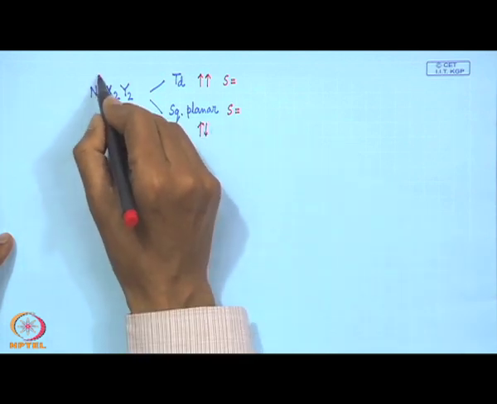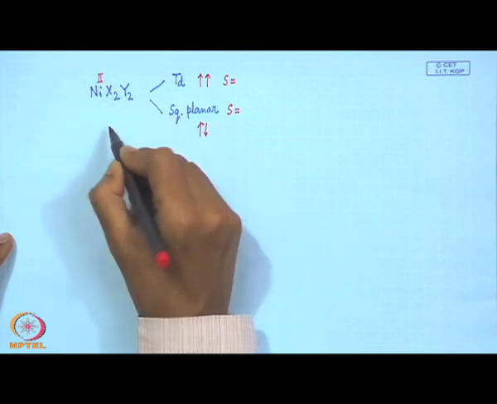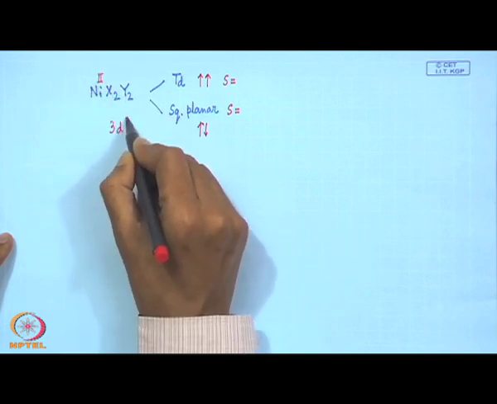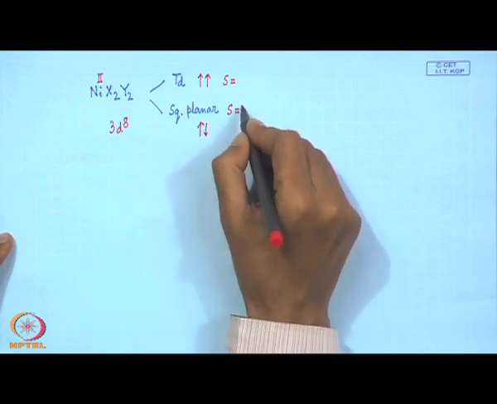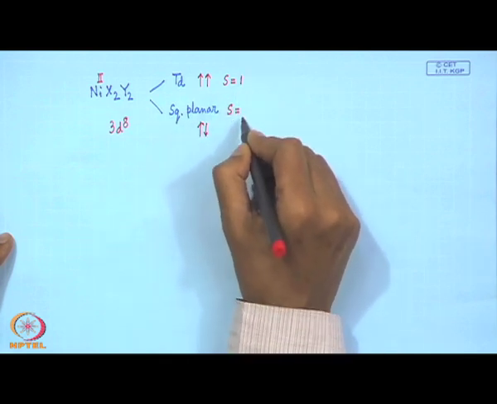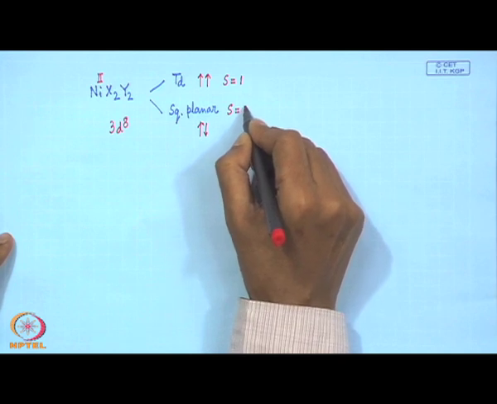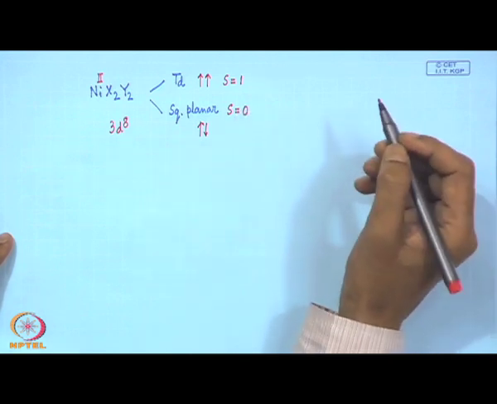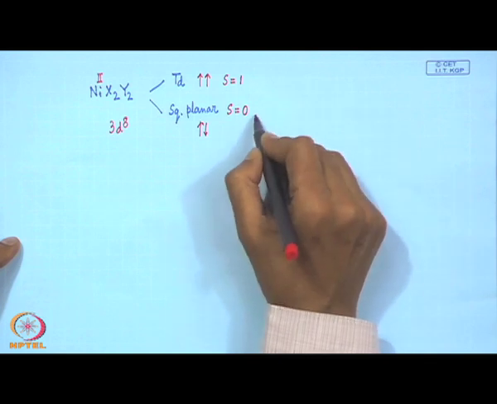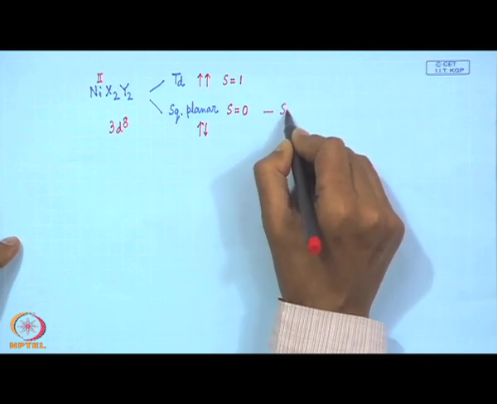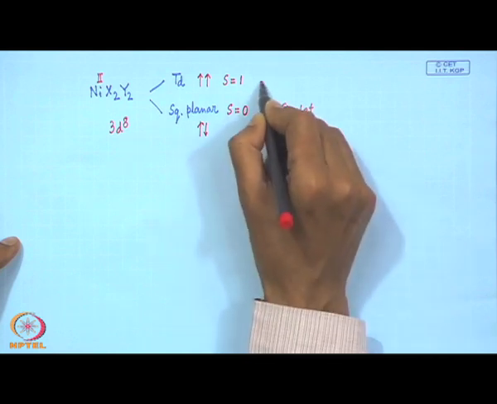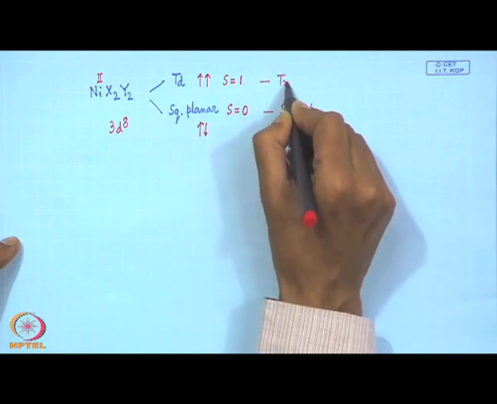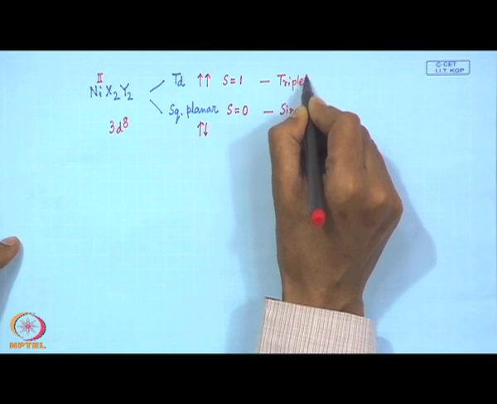So, if it is nickel in +2 oxidation state, which is a 3d8 configuration, here all the electrons are paired. So, here you have electronic configuration S equal to 1 and here S equal to 0. This we will call a singlet spin state, and this we will call a triplet spin state.